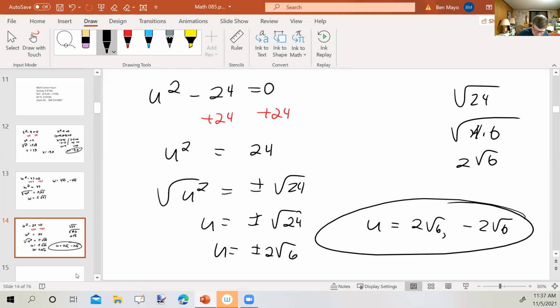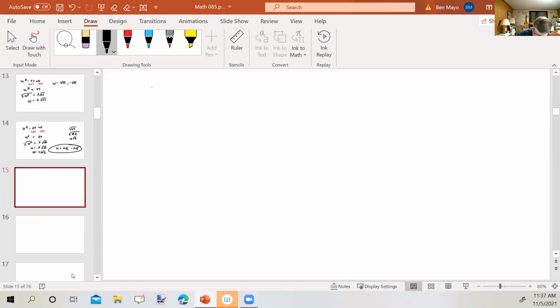Okay. Now, let's say we've got something like this. X plus 1, the quantity squared, equals 4. This is already in that special form. On the left side of the equation, we have a perfect square that contains a variable. And on the right side, we have a constant.